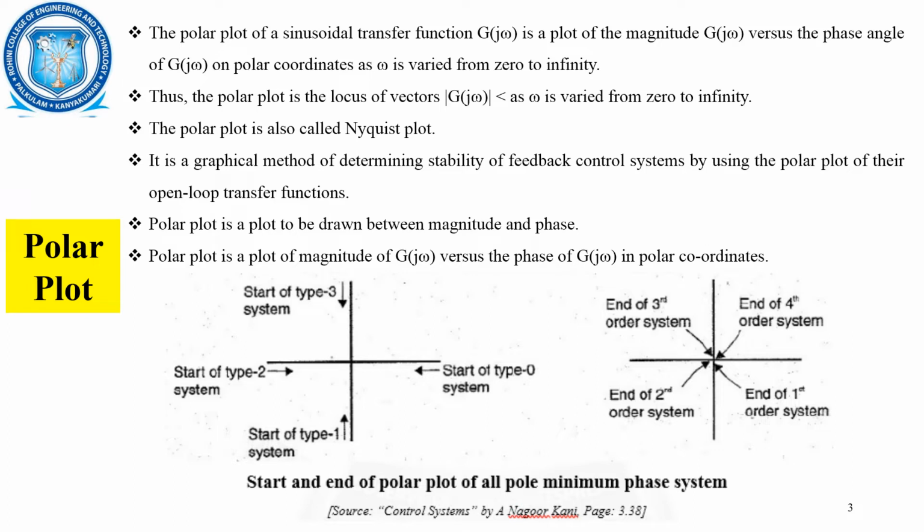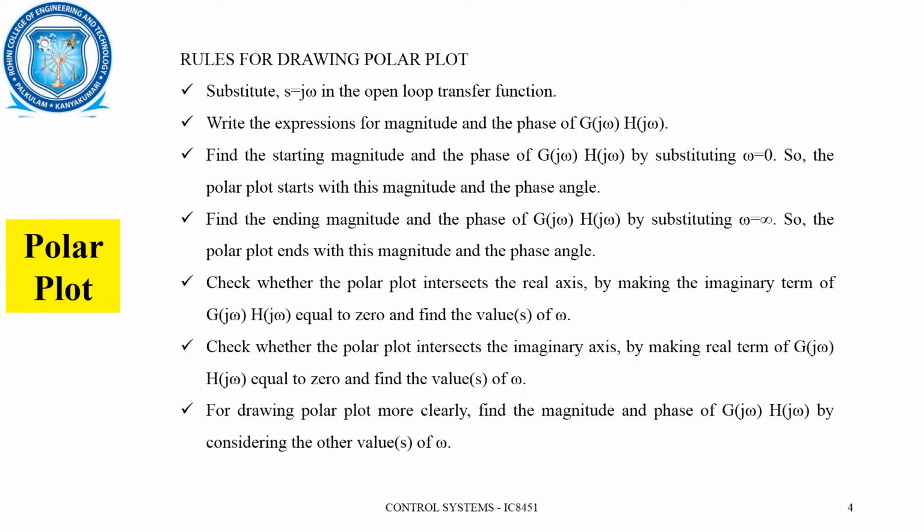After drawing the polar plot, we can verify whether the start and end of the plot are correct or wrong with the help of this manipulation. Or in general, if we are asked to draw a polar plot, we can easily represent it with the help of the type number and order of the system.